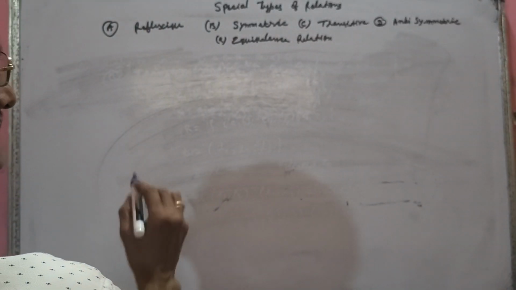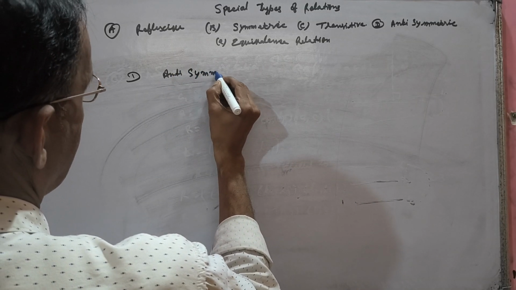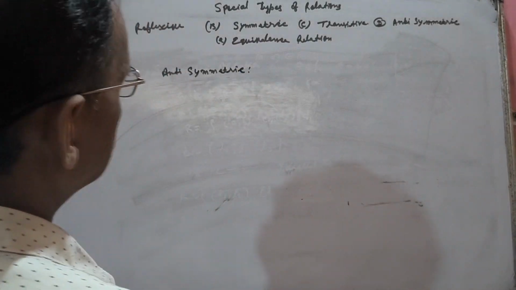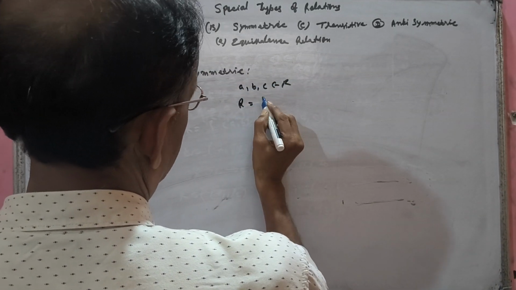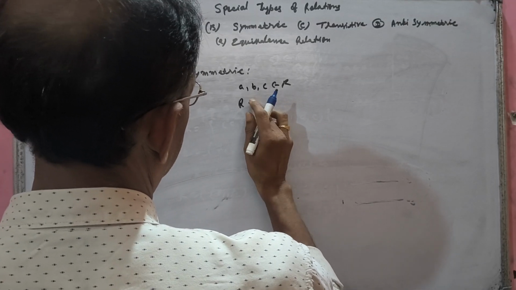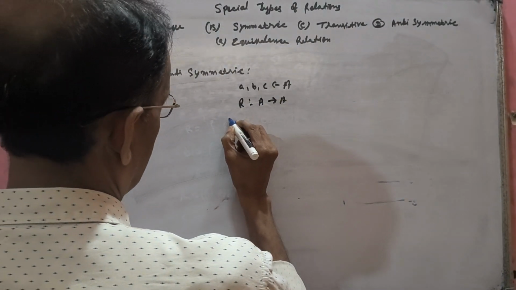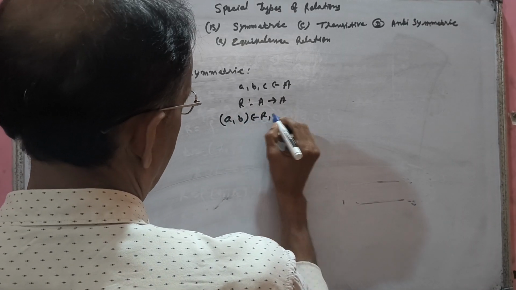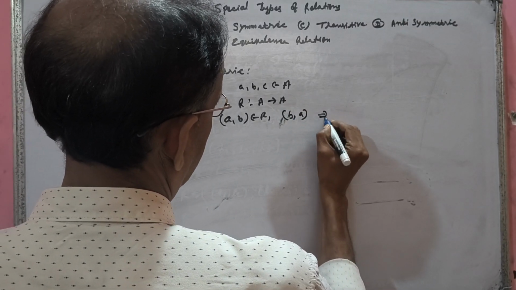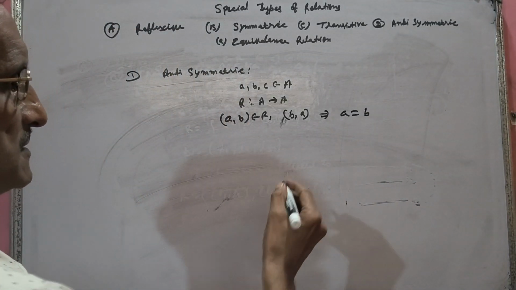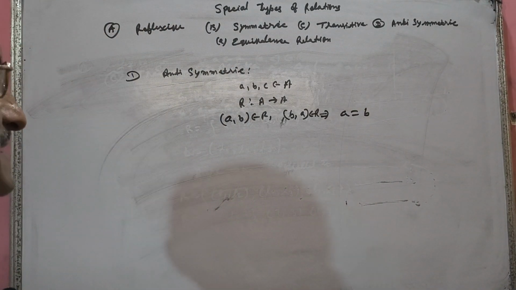Then number D, antisymmetry. Now, if A, B, C are the elements of a set and R is a relation from A to A, then if (A, B) belongs to R and (B, A) belongs to R, it implies A equal to B. If (A, B) belongs to R and (B, A) belongs to R and A equals B, then it is called antisymmetry.